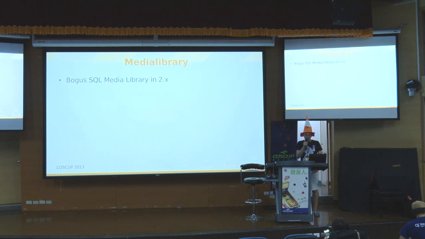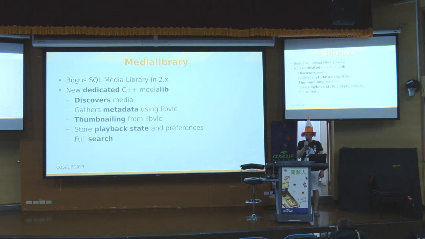But also, we had to write a full media library, which was quite buggy since VLC 2. There was some kind of SQL media library which was not working, which was removed in the current version. But we need something which works. So someone wrote a dedicated library for this, which is discovering your folders, everything, gathers metadata, does the thumbnailing with the help of VLC. And you can store the playback state and preferences for the audio tracks, which was not possible before. And you can also search, but that's basic. It's already in production if you are using VLC for Android or VLC on iOS.